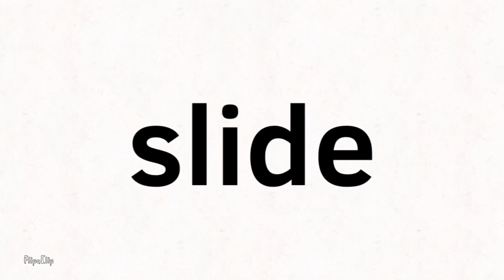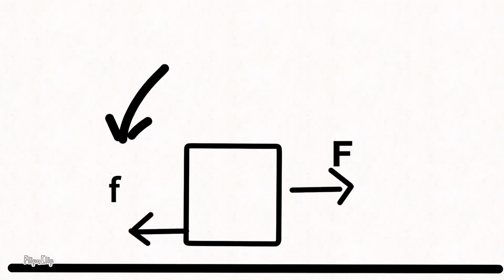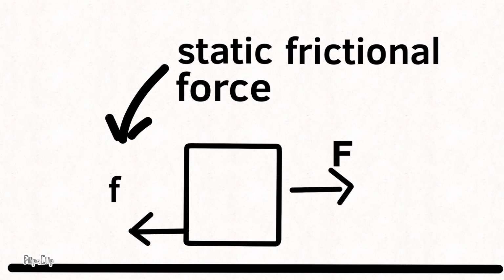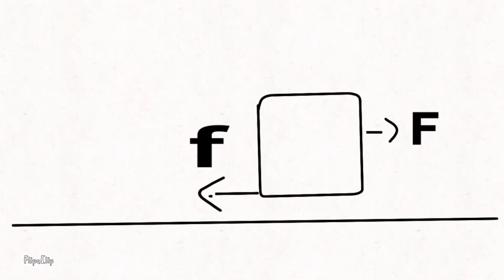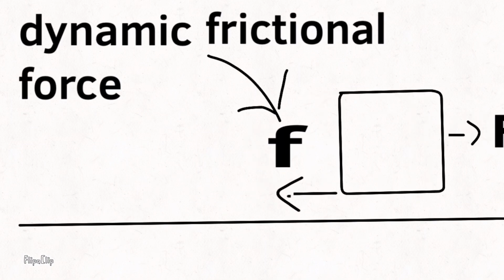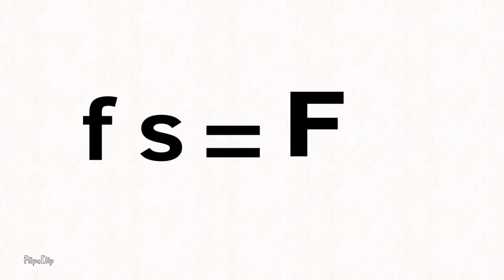If the body does not slide, the frictional force is a static frictional force Fs. If there is sliding, the frictional force is a dynamic frictional force Fd. If a body does not move, the static frictional force Fs and the force F are equal in magnitude. If the force F increases, Fs also increases.